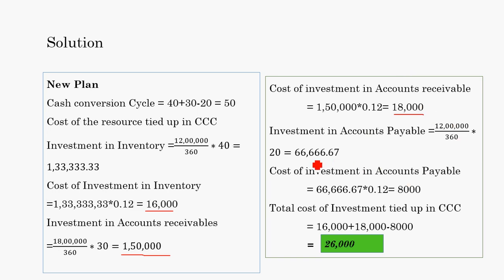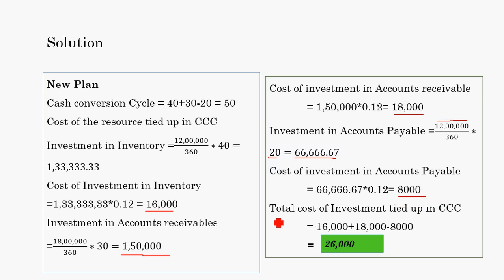Okay, now we are going to look at the investment in your accounts payable. Again, you are considering the value of your purchase, divided by 360, into the new payable days, which is 20. So this is your new investment in your accounts payable. So you calculate the cost for this new investment, which is about 8,000 rupees.